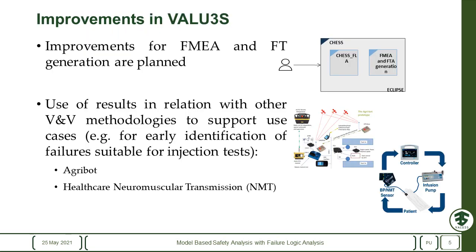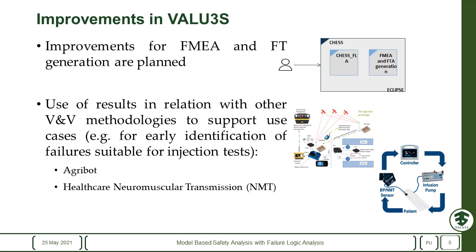In the project, it is planned to improve the failure mode effect analysis and fault tree analysis generation in the CHESS toolset, to help identify and evaluate potential failure modes, their causes and impacts, as well as identify actions to reduce or eliminate those potential failures. In addition, it will also provide support for the agribot and health neuromuscular transmission use case implementations with regard to the proposed methods and tools.